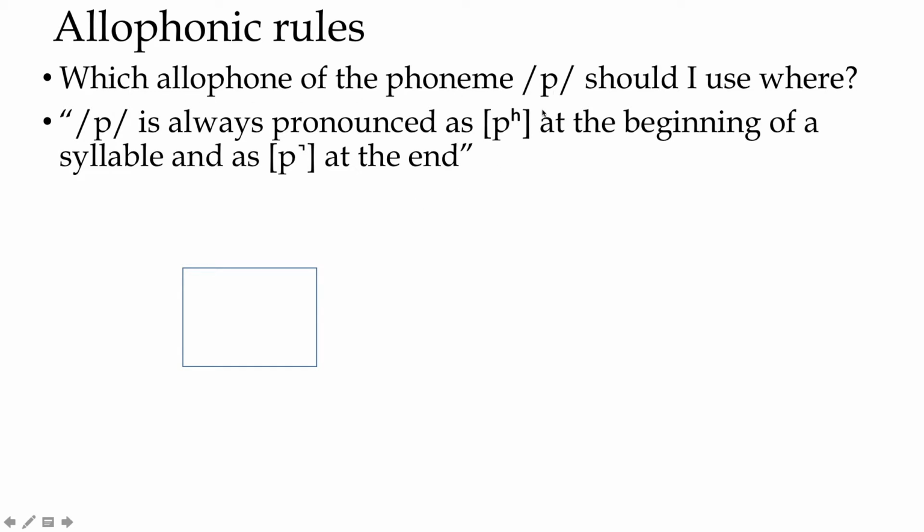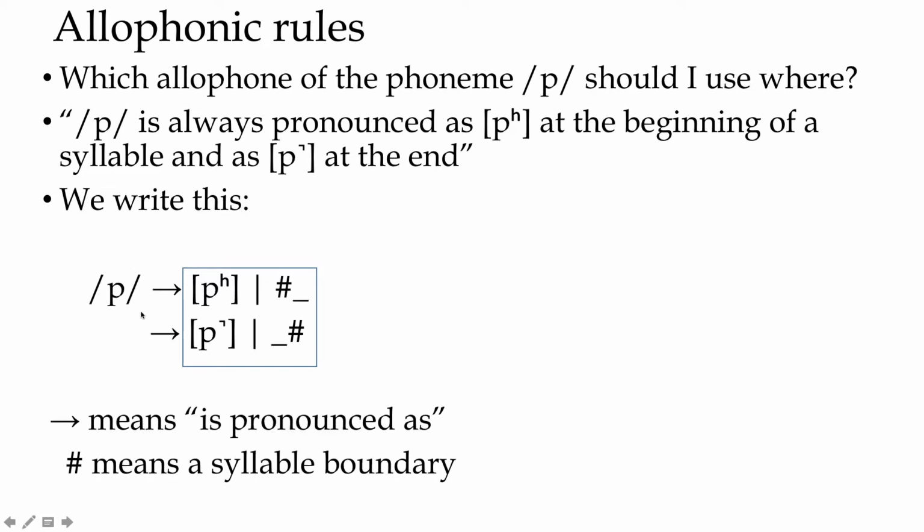So the allophonic rule for the phoneme P: which allophone of the phoneme P should I use where? They'll take the form of a rule that says P is always pronounced as aspirated P at the beginning of a syllable and as unreleased P at the end. So it would look like this. The phoneme P gets pronounced as aspirated P, and remember, this could be called a shark or a car or a squid, whatever. I'm just using this for convenience sake. It gets pronounced as aspirated P if it occurs after the beginning of a syllable. So this would be the beginning of the word, the syllable boundary. If it occurs right after the syllable boundary, aka the beginning of a syllable, it will be pronounced as aspirated P.